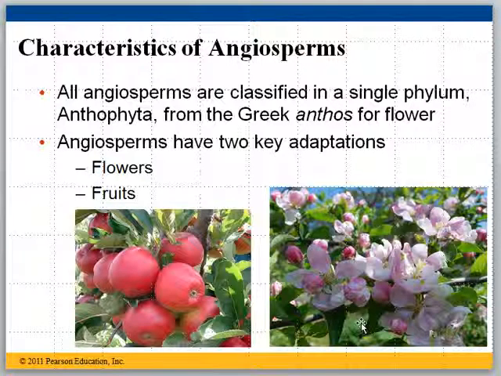All angiosperms are classified into a single phylum. It's called Anthophyta, from the Greek word anthos for flower. And angiosperms have two key adaptations like we already mentioned, both flowers and fruit. So I just chose an apple as a good example. Here are apple blossoms on the right and of course the fruit on the left. The fruit is basically a mature ovary which contains seeds inside.